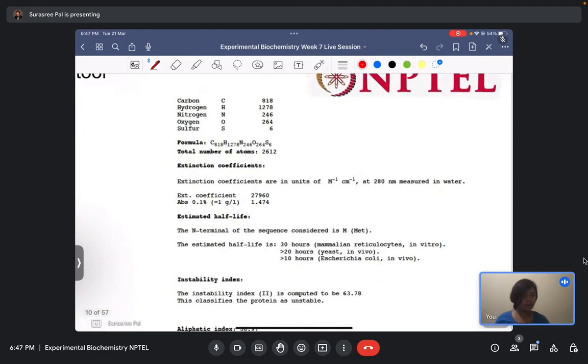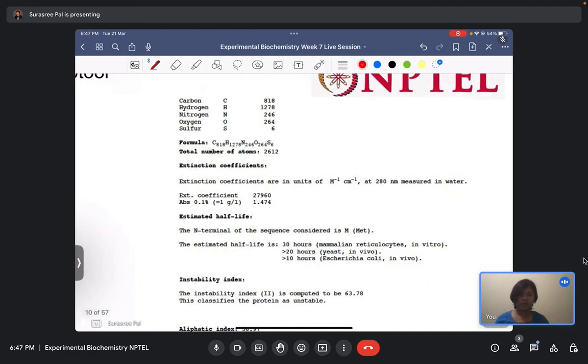Now the other important information that it can give us is the atomic composition: how many carbon, how many hydrogen atoms are present, how many sulfur and all that. The total number of atoms is also given. Now the molar extinction coefficient is also given for this protein, which is measured at 280 nanometers. So this is the epsilon 280, and this value here is given as 27960. So that is the molar extinction coefficient of the protein.